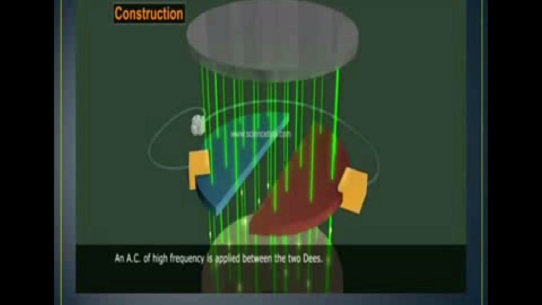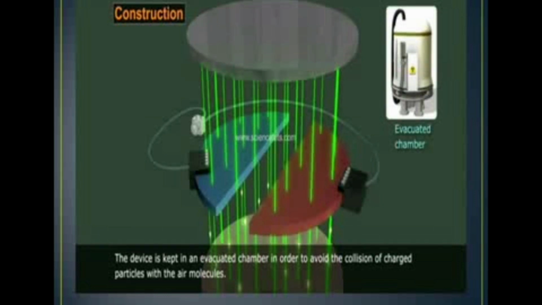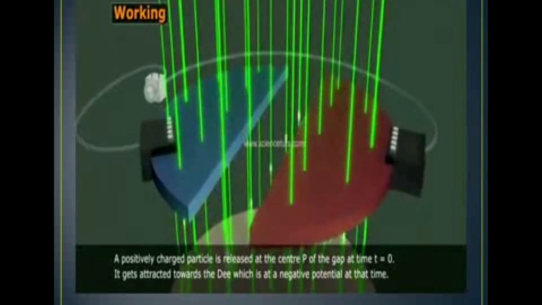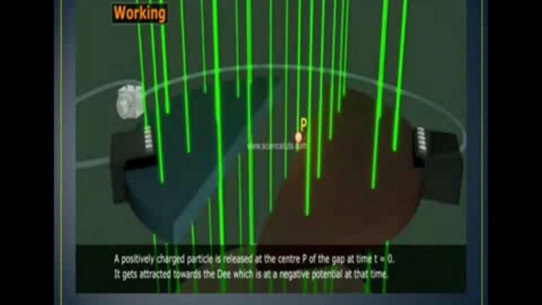An external frequency is given to the two Ds. That is the frequency divisor. The device is kept in an evacuated chamber in order to avoid collision of charged particles. So there are no other particles present inside the chamber. Only the particle emitted by the source is inside. Now you can see that the source is at the center point P, emitting positive ions.